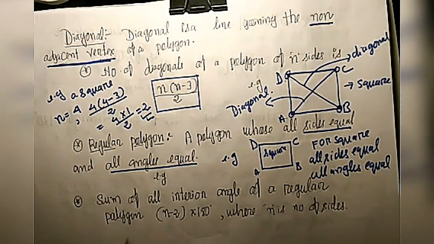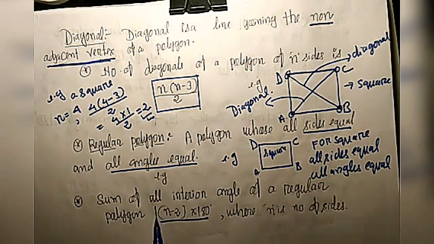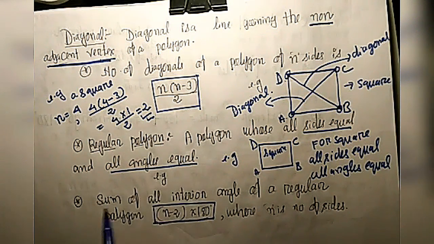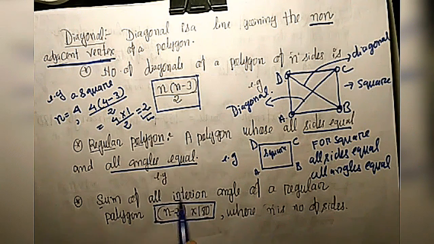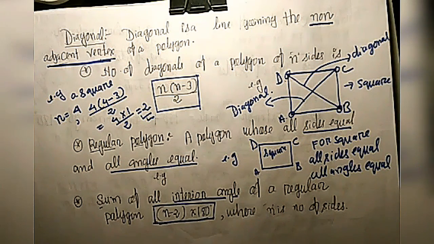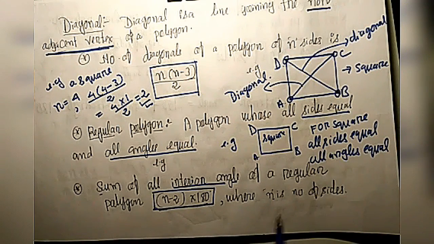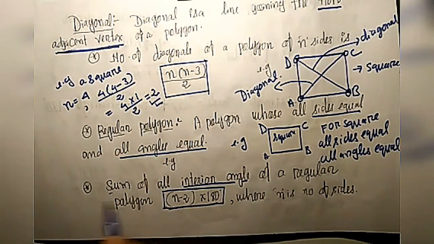Next, sum of all interior angle of a regular polygon is equals to n minus 2 into 180 degrees. So this is one of the important formula you should remember. Sum of all interior angle means sum of all the angles lying inside the polygon, where n is number of side.